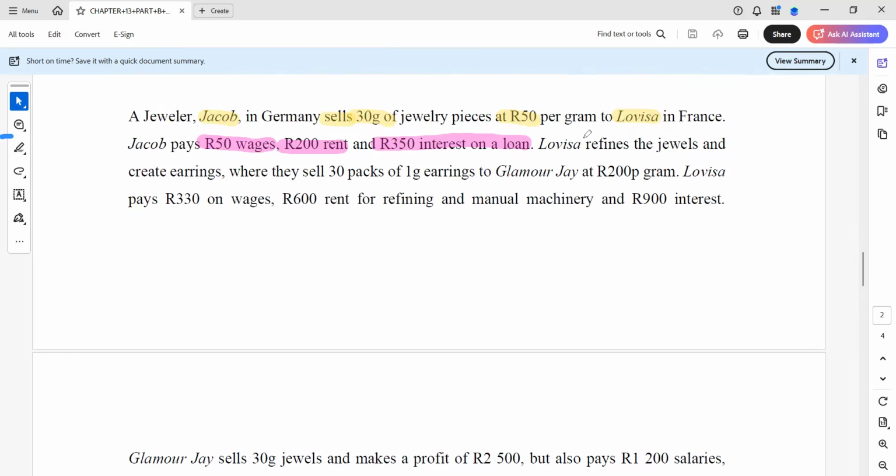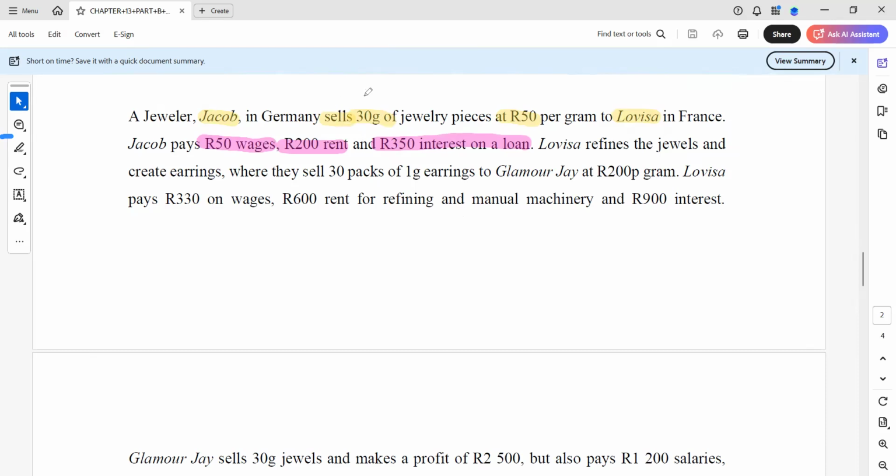So Lovisa is now another one. They purchased this product from, I'm going to say, a factory, and then Lovisa is a store. But before they sell this product, they first refine it and then sell it to Glamour, who's a customer, at 200 rand per gram, right? So, okay, no, Glamour is not a customer, because he also sells them and makes a profit. So Glamour also has his own store. So let's just say this is a supplier.